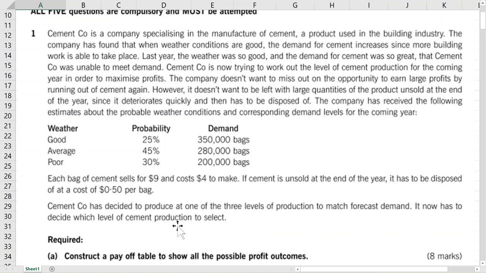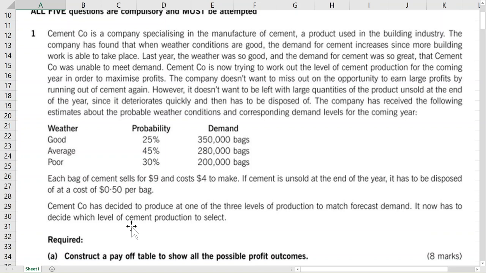Okay, the situation is that this company, Cementco, wants to produce cement, but it doesn't know how much to produce. If it produces too much, what will happen? A lot of it will be left at the end if it is not sold. If it produces little, then if demand is higher, it will not be able to make as much profit as it could if it had produced more. So it wants to decide between these three levels, 200, 280 or 350. So using the decision rules we have at the bottom, we will answer that.